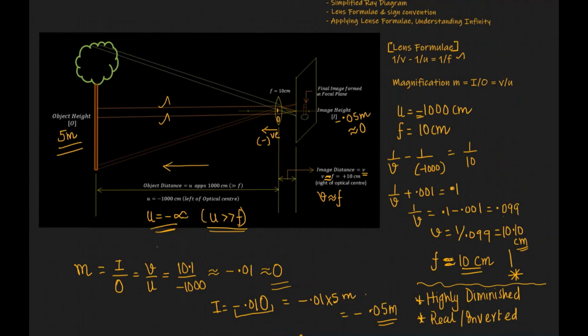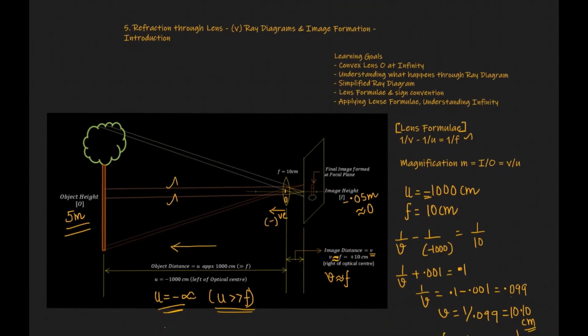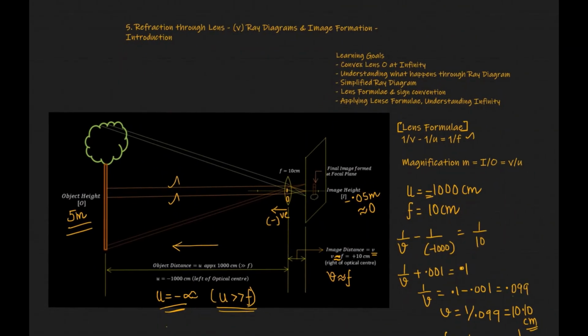So let's look at our learning objectives. So we did look at convex lens. We saw how the image is formed at infinity. We understood what happens through the ray diagram. We drew the simplified ray diagram. We understood how to use lens formulae and magnification, and also how to apply the sign convention. Anything on left of optical center was negative. And finally, we applied these and understood what we mean by infinity.